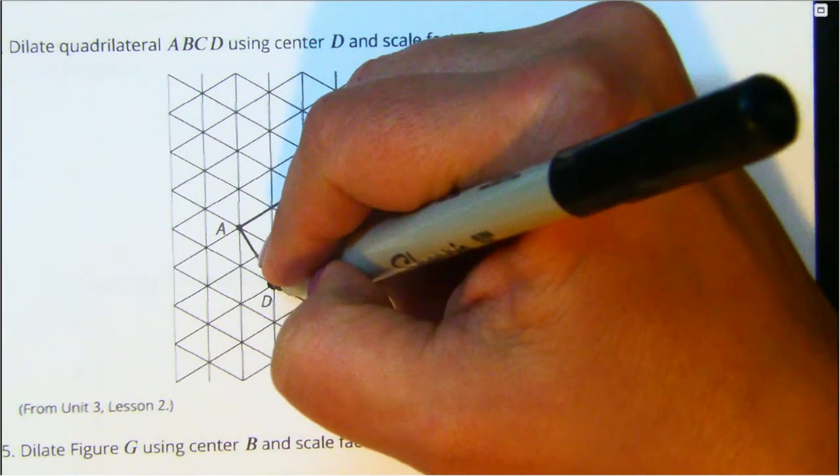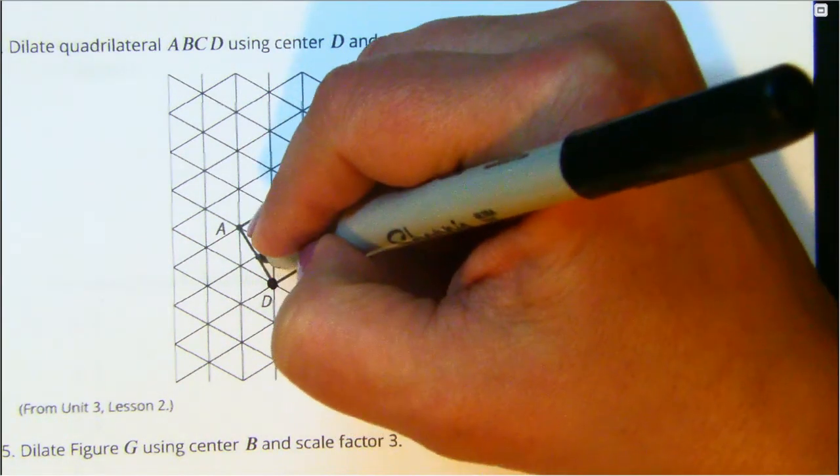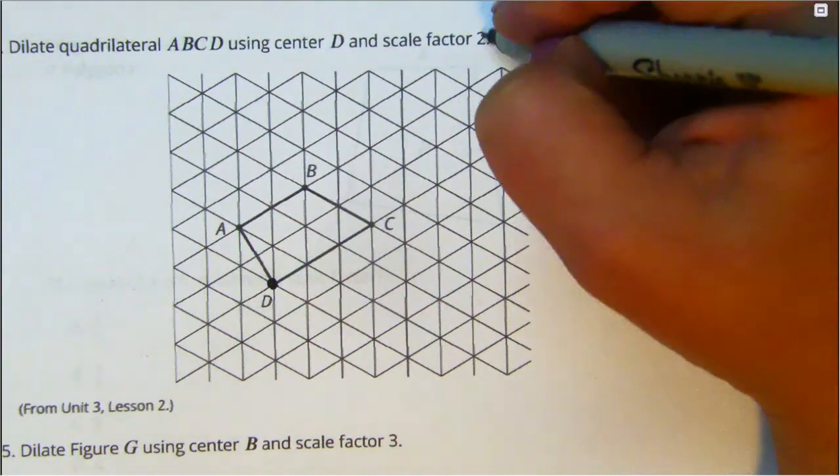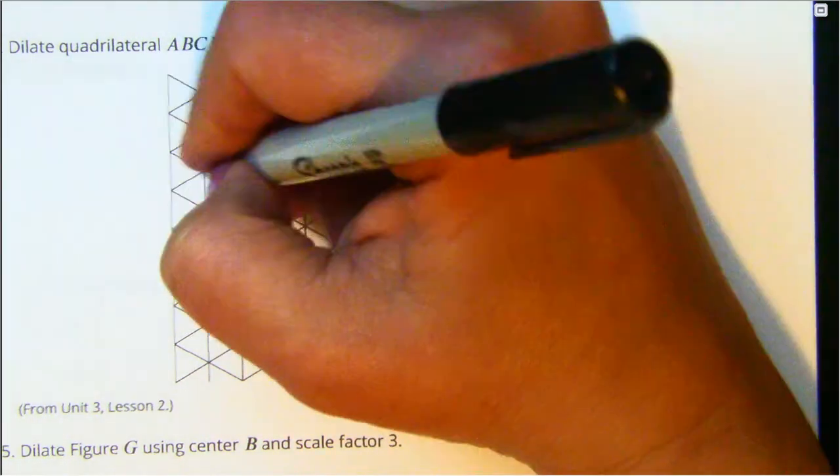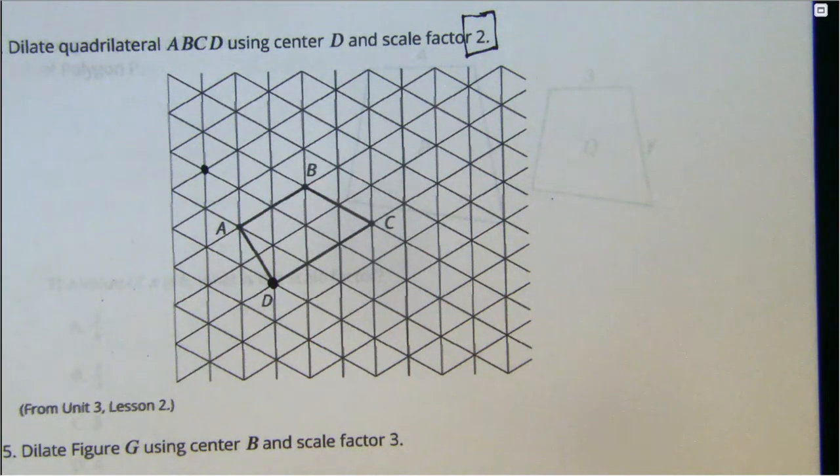So right now from D to A, it's going across 2 triangles. Well, I've got to double that because the scale factor is 2. So 2 times 2 is 4. Trying to find something to use as a straight edge here.